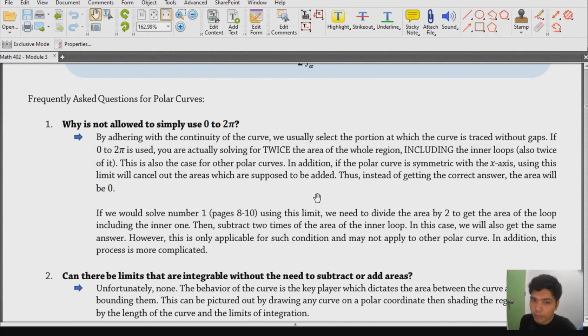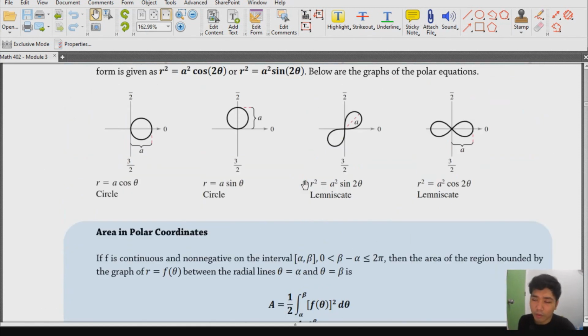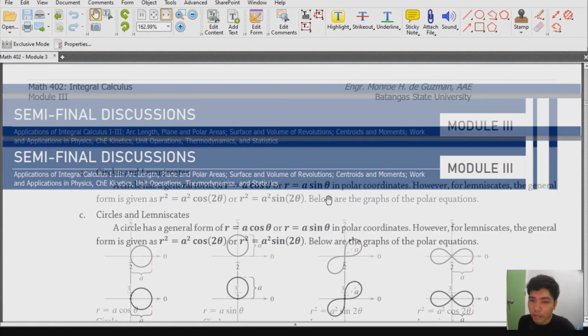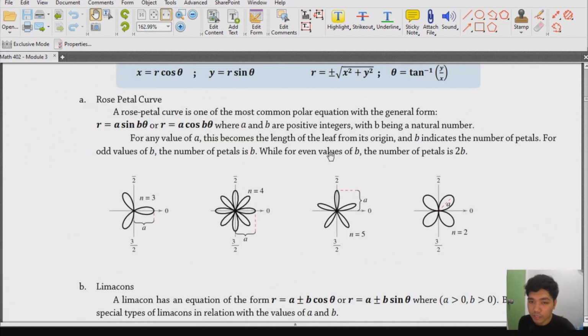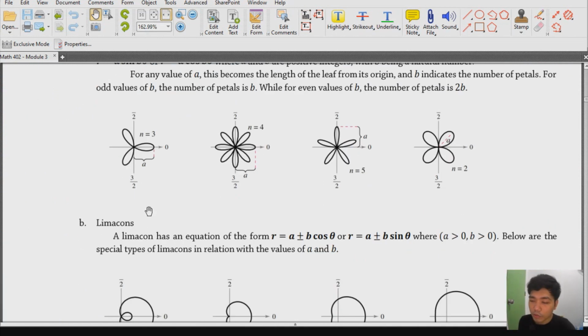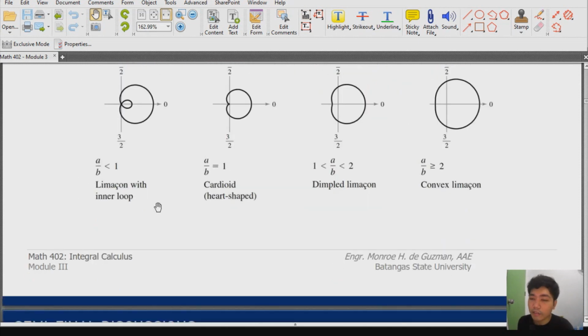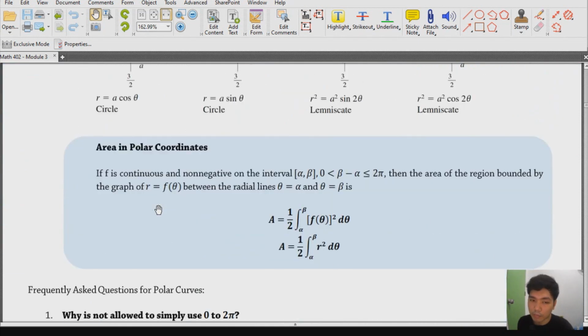So you might be asking some questions. So let's read some of this. This is what is usually asked: why is it not allowed to simply use 0 to 2 pi? That 0 to 2 pi means we're considering the whole region in the polar coordinate system. But there are times when the figure doesn't cover the whole 0 to 2 pi. Let's say only half was drawn. That means you don't need to consider 0 to 2 pi because it is not the whole polar coordinate region. And sometimes we need to divide our figure because the problem itself sometimes says so.